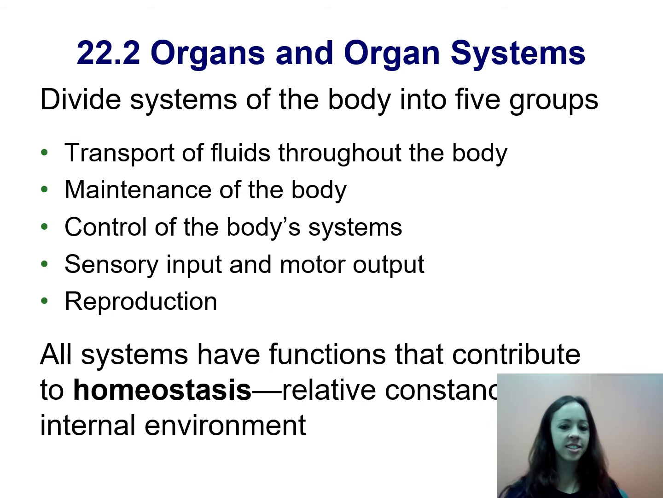Your body has several organ systems that play an important role in maintaining the internal environment of your body, called homeostasis. These systems can be divided into 5 groups: transport of fluids throughout the body, maintenance of the body, control of the body's systems, sensory input, motor input, and reproduction.